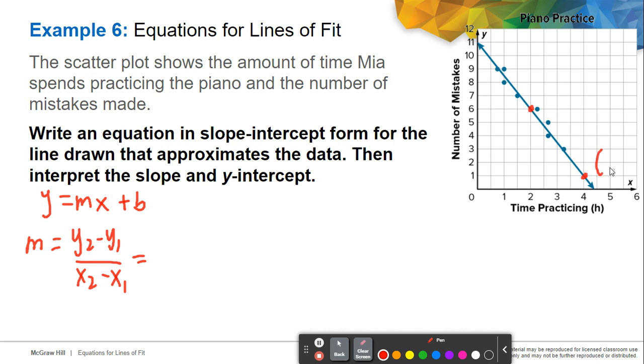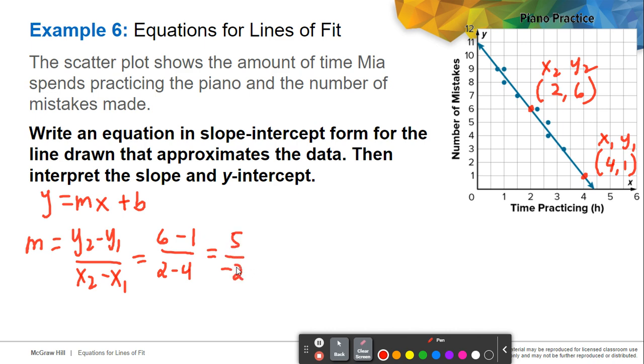Okay, so this one is (4, 1), and then this one is (2, 6). Remember, it doesn't matter which one you call x sub 1, y sub 1, or x sub 2, y sub 2, it will be the same thing. Our slope is y sub 2, 6, minus y sub 1, which is 1, over x sub 2, which is 2, minus 4. So 6 minus 1 is 5, and 2 minus 4 is negative 2. So we have a negative slope. And as you can see here, it's decreasing, a negative association.